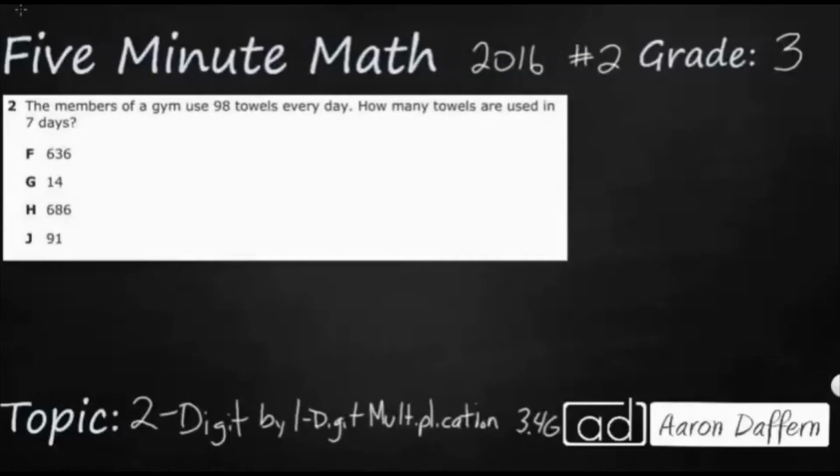Third grade concept of two-digit by one-digit multiplication. This is standard 3.4G in the great state of Texas, and we are using item number 2 off the 2016 released STAAR test. If you have not done so already, please go ahead and take a moment to pause the video, work this problem out on your own, and then unpause it. We will look at our answers together.